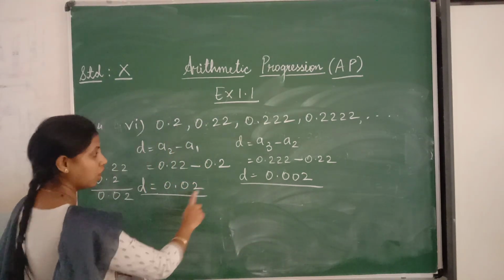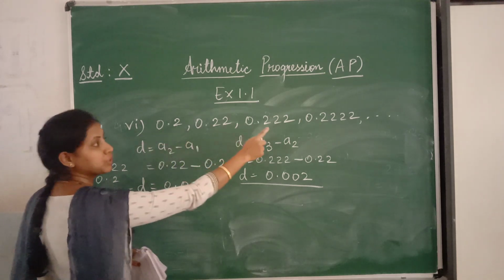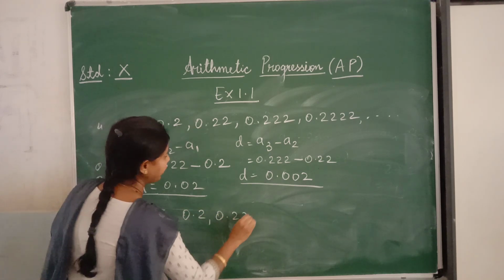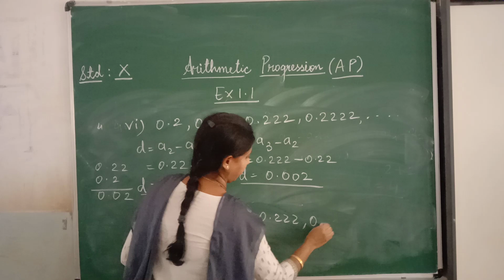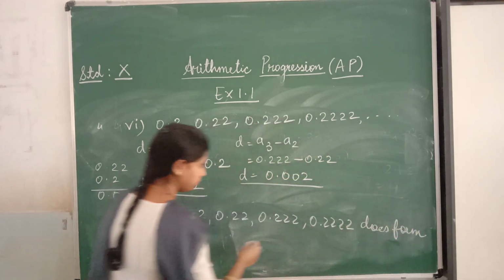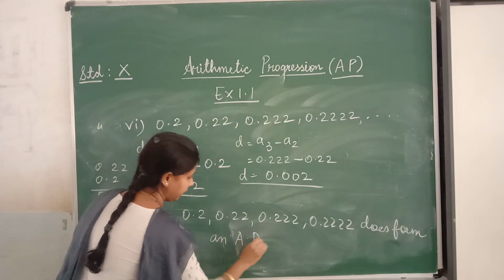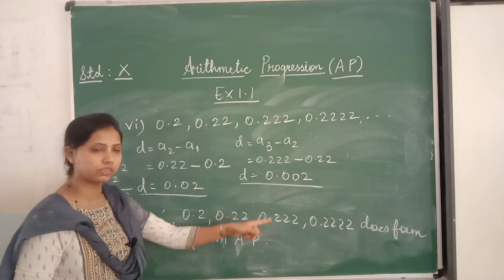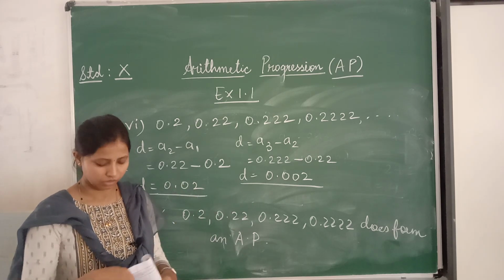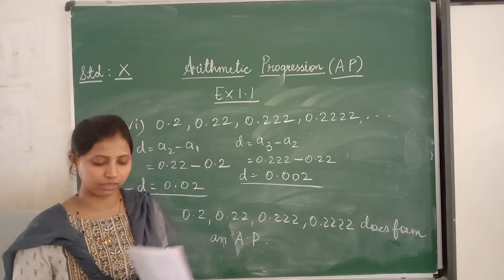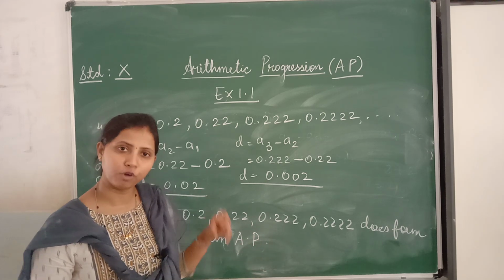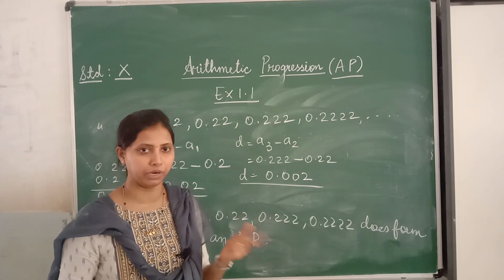So when the difference is not the same, then the given list of numbers does not form an AP. So we have to write therefore: 0.2, 0.22, 0.222 does not form an AP. Understood, children? Why does it not form an AP? Because the difference is not constant. So like this, in the 4th main, you have to find out whether it forms an AP or not. If it does not form, you have to write this much and finish it. If it forms an AP, you have to write the next 3 terms of that particular AP.